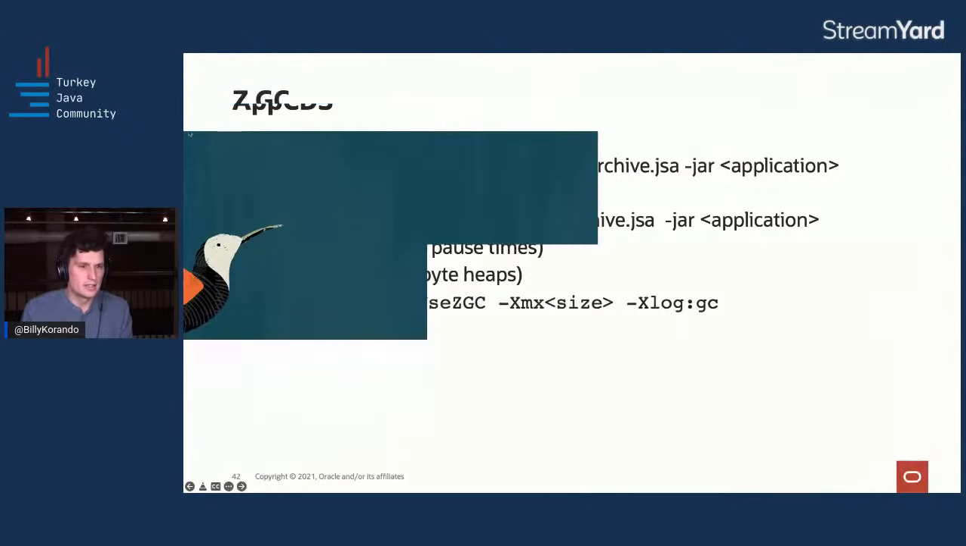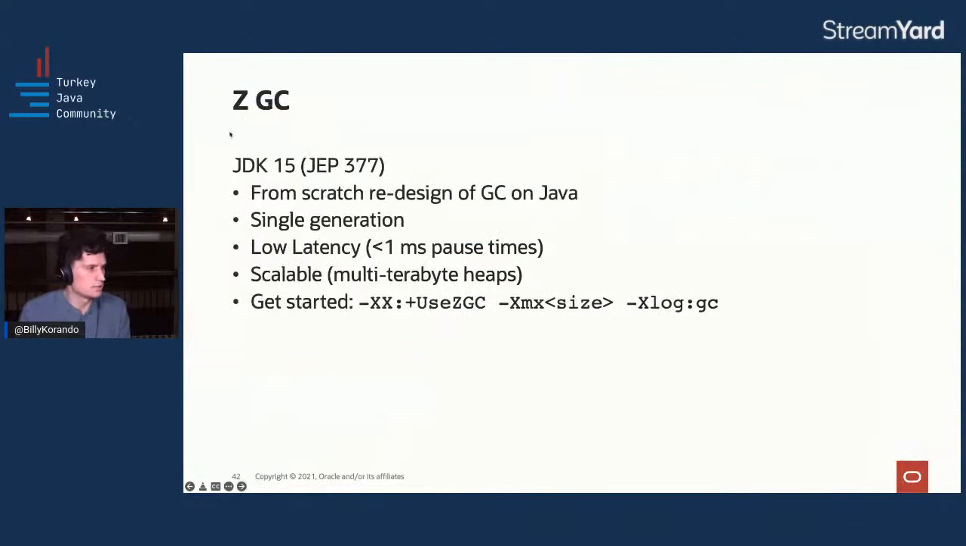The next is ZGC. Z doesn't just stand for the last letter in the English alphabet, and GC is garbage collector. This was made generally available in JDK 15, or was no longer experimental in JDK 15. And it's a complete redesign of garbage collection on Java.